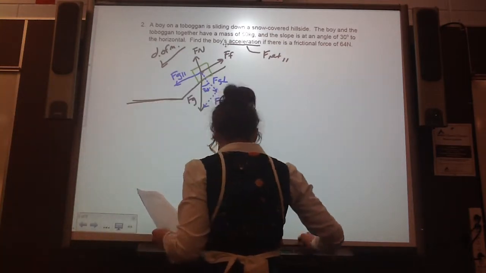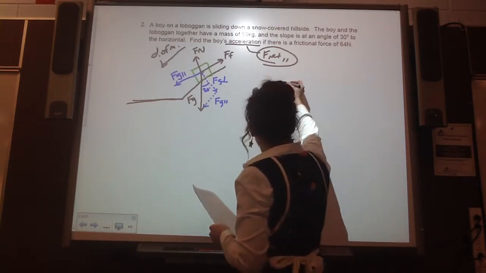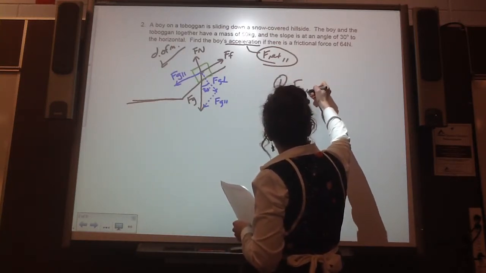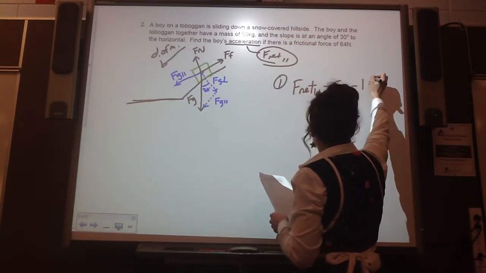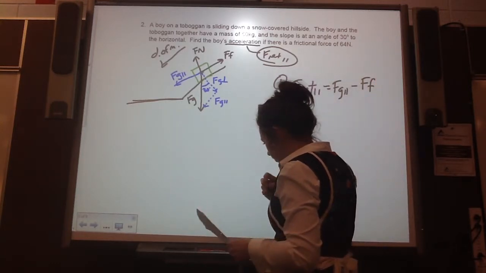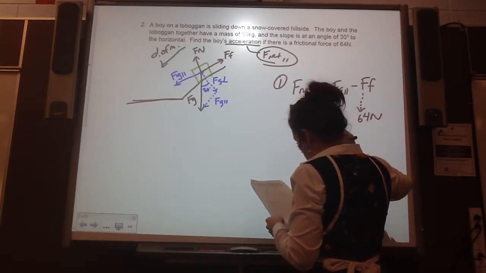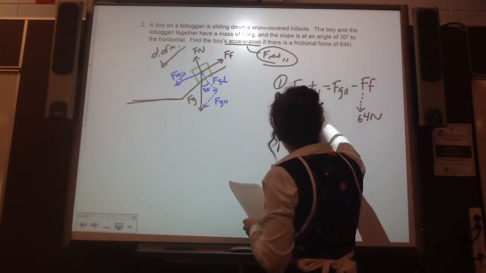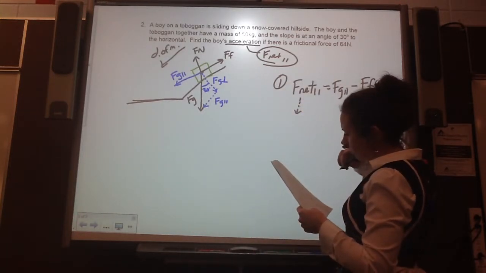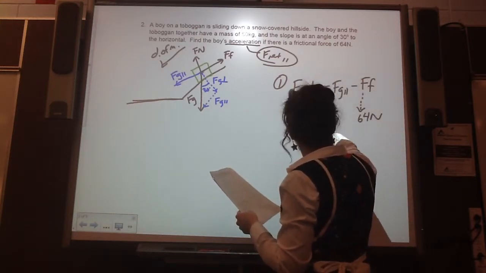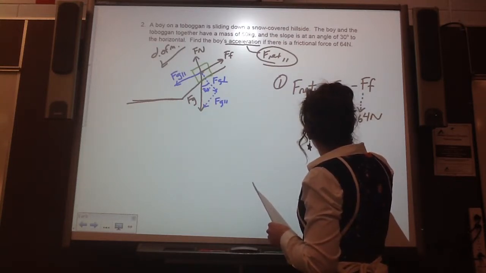Okay, so let's start with just what is our formula for F-net parallel. So this is step one. F-net parallel is equal to FG parallel minus FF. Well, I was told my FF is 64 newtons. And I can find F-net parallel here. Oh no, I can't, not yet. I can find my FG parallel by using trig.